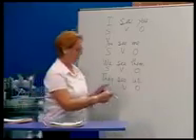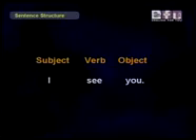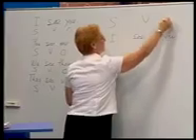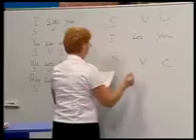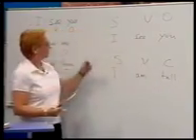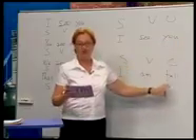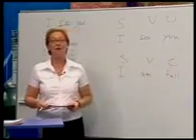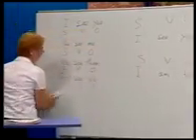Okay, now remember, in sentence structure, subject, verb, object, or complement. So, subject, verb, I see you. This is the object. Or subject, verb, complement, I am tall. Okay? Subject, verb, object, or complement. Now, let's practice.